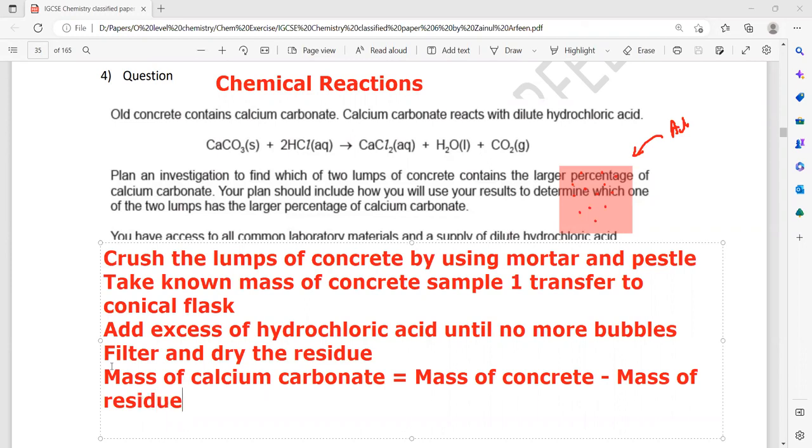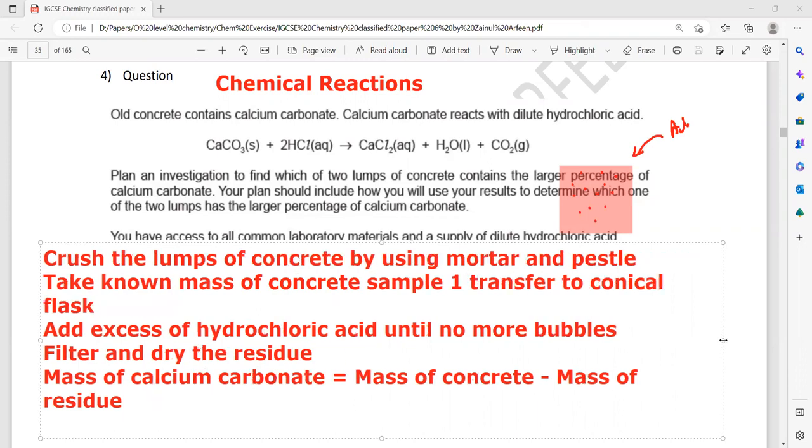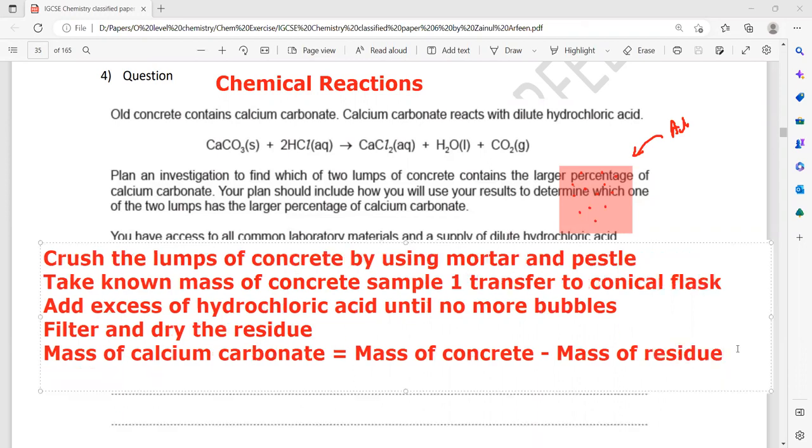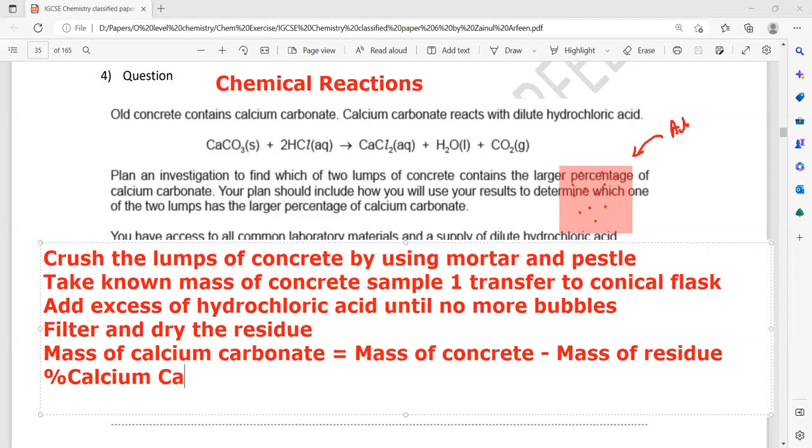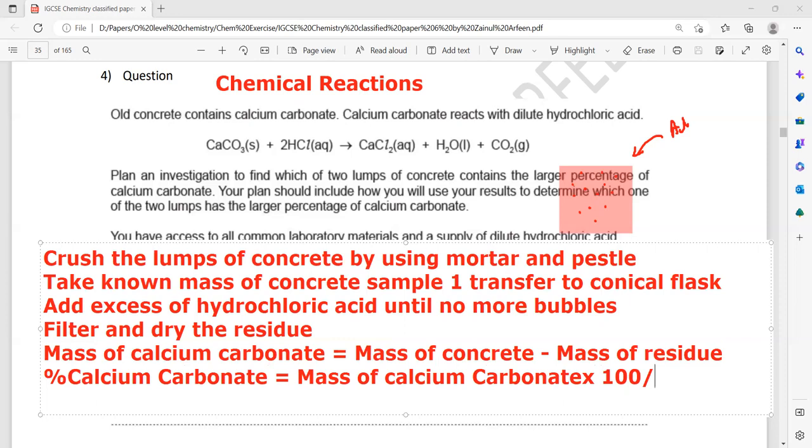And after measuring the mass of calcium carbonate, how to work out the percentage? The percentage of calcium carbonate equals mass of calcium carbonate times 100 divided by mass of concrete.